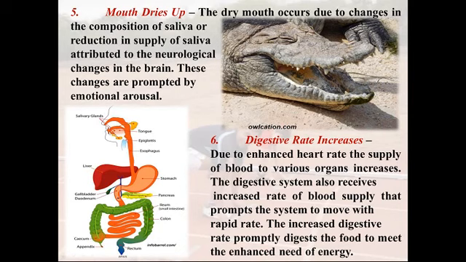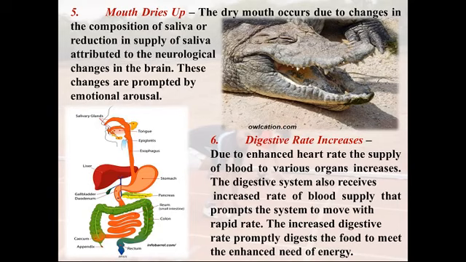What is the purpose of a drying mouth? Dry mouth occurs due to changes in the composition of saliva or a reduction in the supply of saliva, attributed to a neurological change in the brain. See, your saliva has different purposes. It mixes with your chewed food, and certain enzymes are mixed with the food that travels to your esophagus and ends up in your stomach. But for that, the saliva producing glands need blood supply.